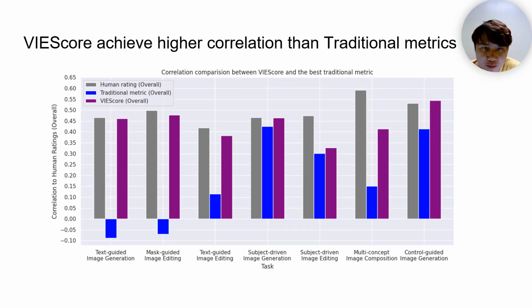So we also explored the correlation to humans based on VIEScore and the traditional metrics across all the 7 image synthesis tasks from ImagenHub. We noticed that VIEScore beats traditional metrics in literally every task, such as the CLIP score from the text-to-image generation task, the LPIPS from the image editing task, and also the DINO metric from the subject-driven image generation task.